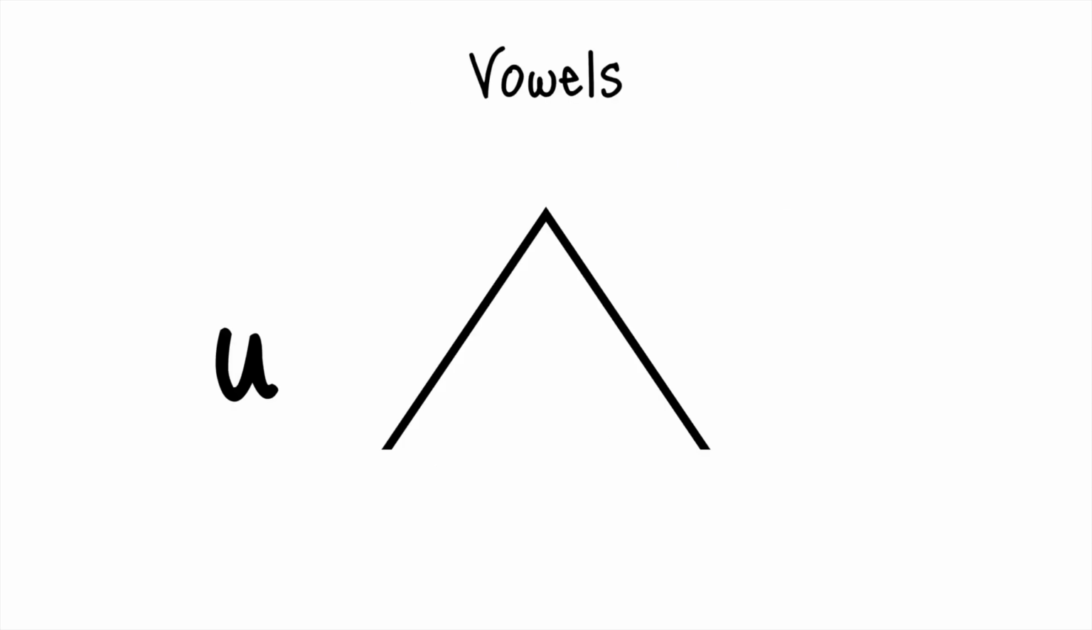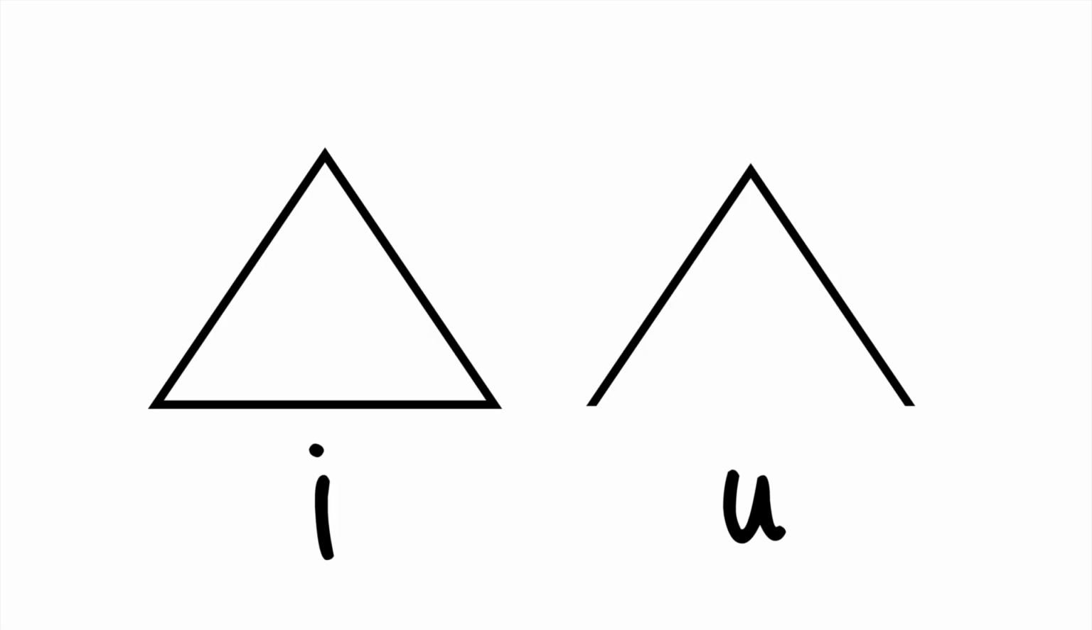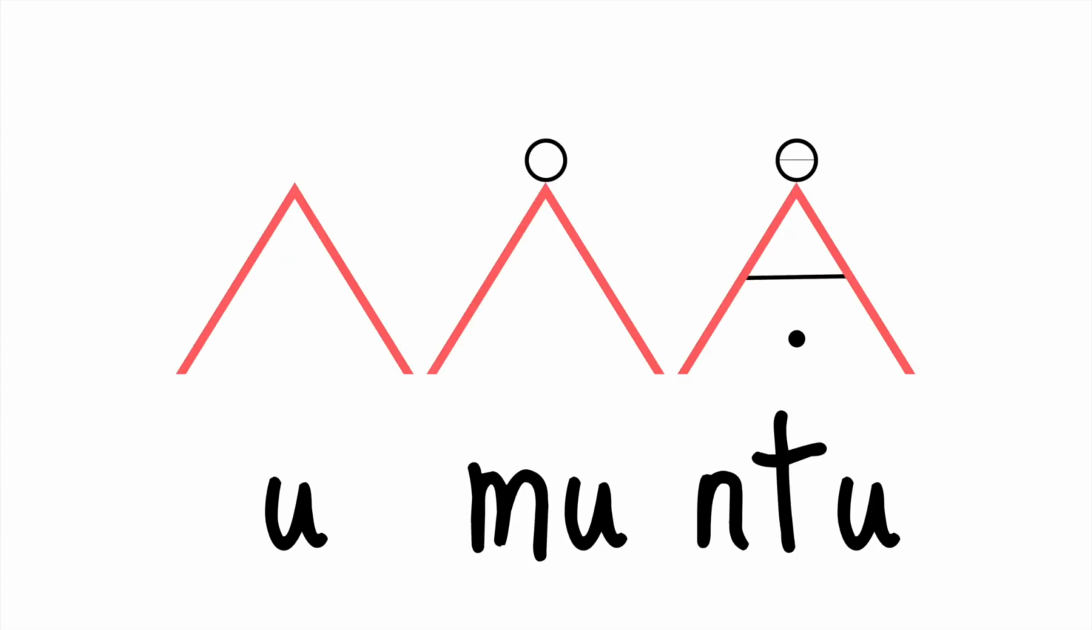Last but not least is the U vowel. Typically approximated by the letter U, it is represented by the following open triangle. You can think of this triangle as the arrowhead of an arrow pointing in the upward direction. The triangle itself looks similar to the I sound triangle, but it is important to remember that a closed triangle pointing up makes an I vowel, and the open triangle pointing up makes a U vowel. An example word is umuntu.